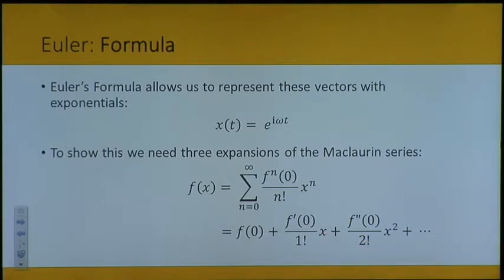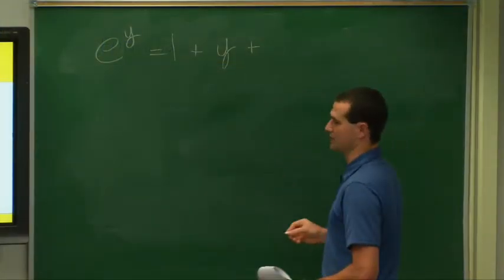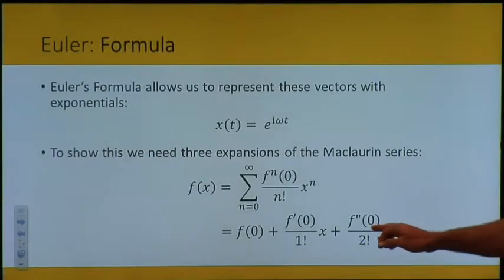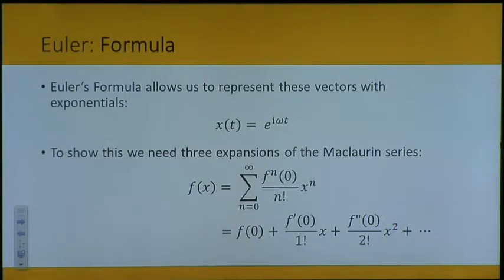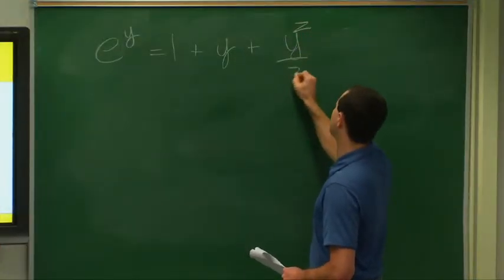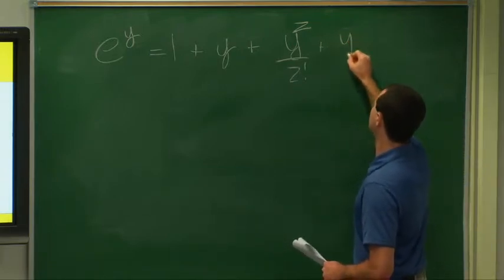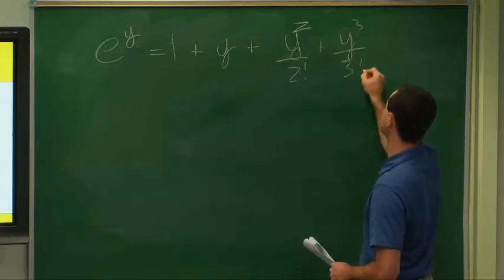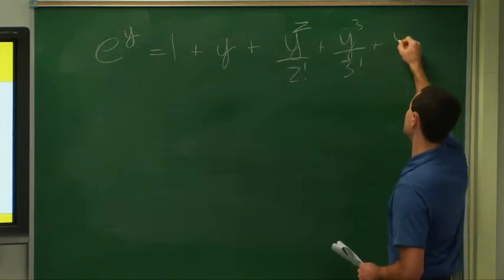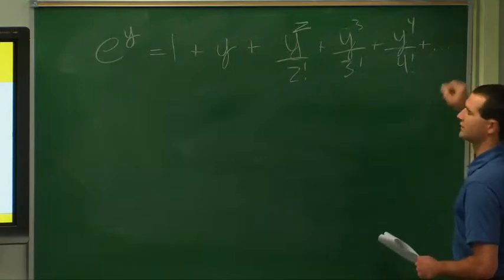Essentially every single time I have to take a derivative and evaluate it at 0, I'm getting the same result. So what happens is I just get y squared over 2 factorial plus y cubed over 3 factorial plus y to the 4th over 4 factorial, and so on and so forth.